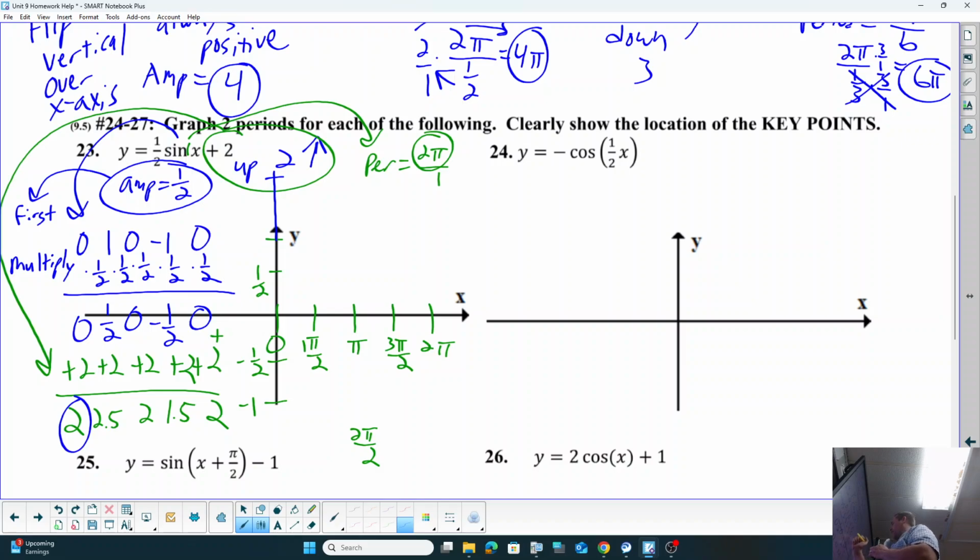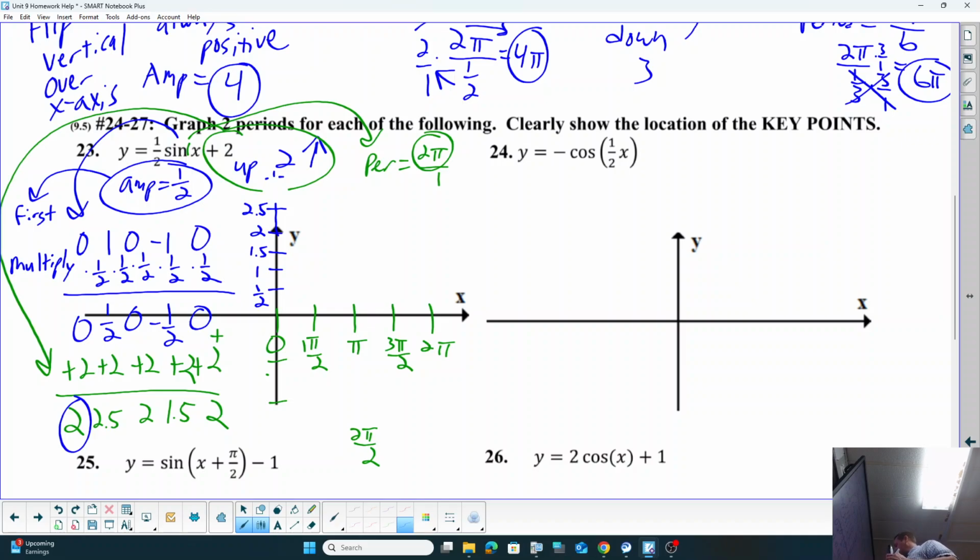So maybe we need to rewrite this. Why don't we go ahead and rewrite this? So this is going to be a half. This is going to be 1. This is going to be 1.5. And this is going to be 2. And then this is going to be 2.5. Yeah, label it correctly.